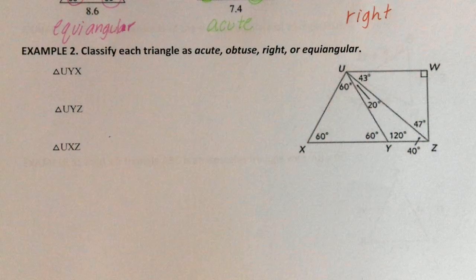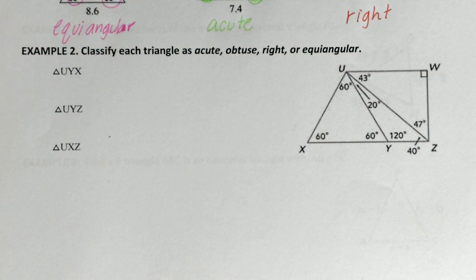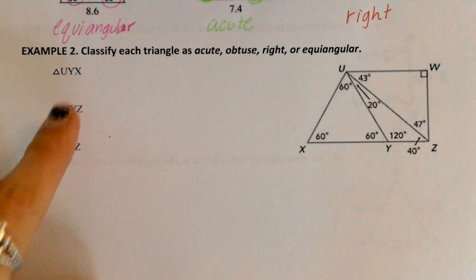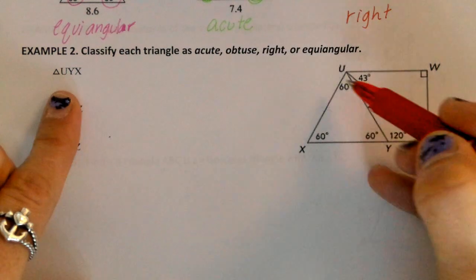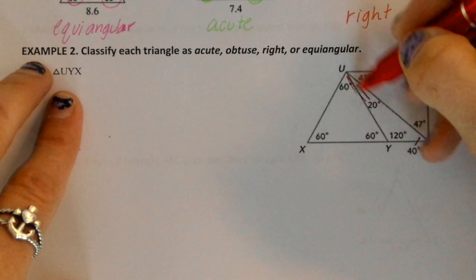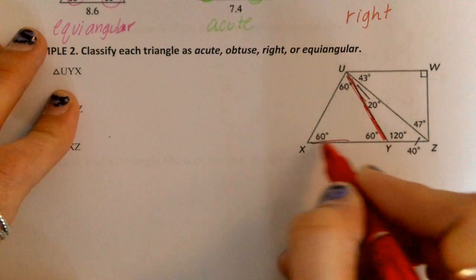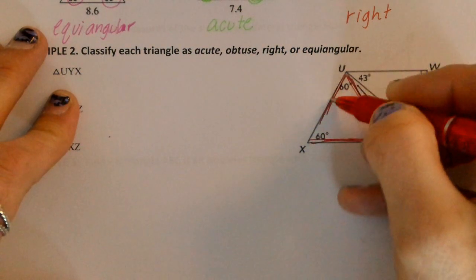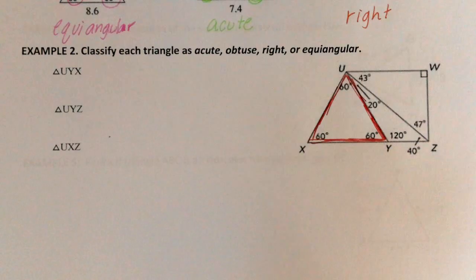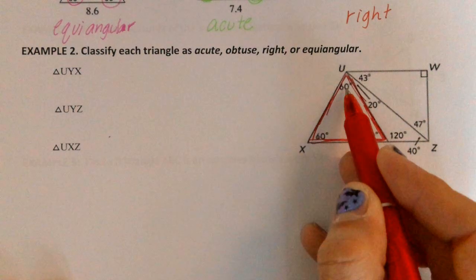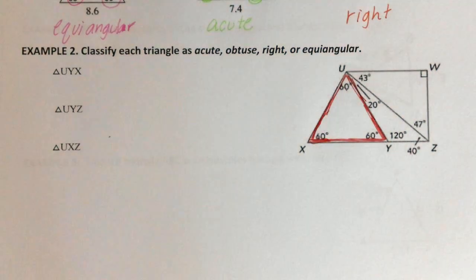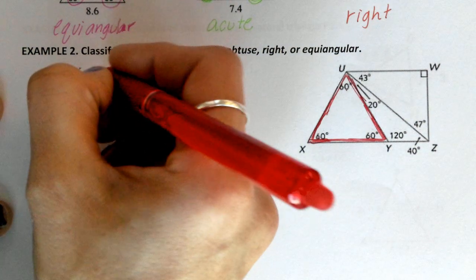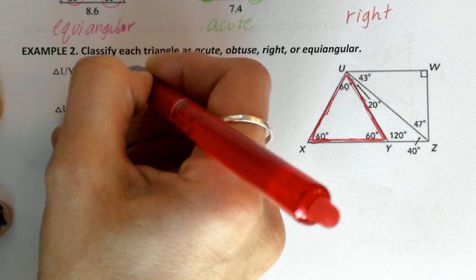Then we take a look at the next part. I'm going to outline these in different colors so you guys can see these very clearly, okay? The first one we're going to talk about is we're going to classify, again, still with angles, triangle UYX. So we're going to go from U to Y over here to X. So we're looking at this triangle right here. All right? And if we notice, we see all three of these angles are all 60 degrees. Not only are they all the same, equal angles, equiangular, but we have that magic number 60 degrees. All three of them are 60. We have an equiangular triangle.